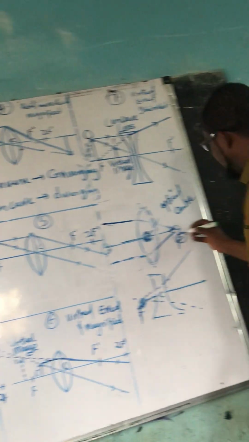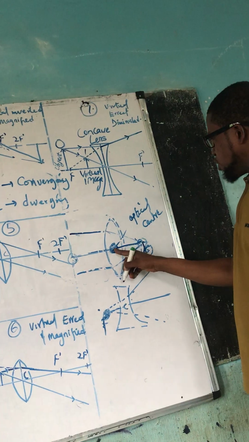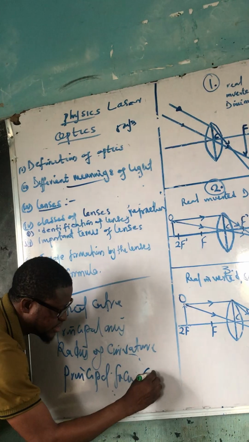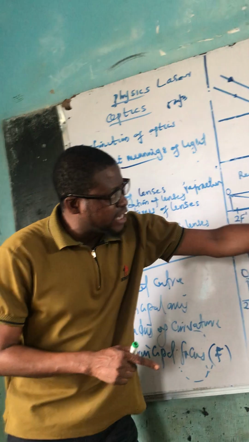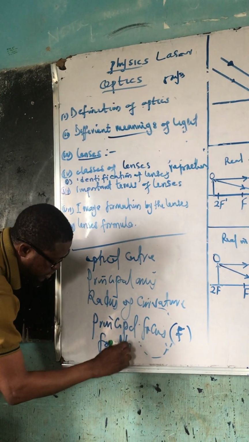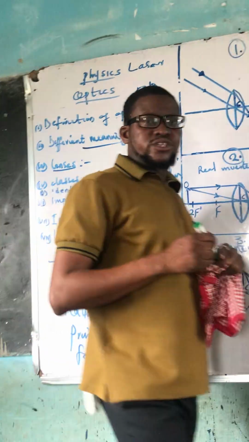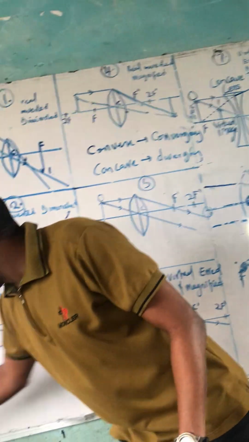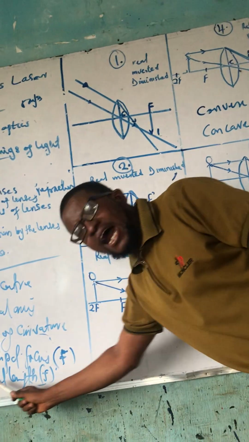Now, the distance between this principal focus and this optical center, from the optical center to the principal focus, that distance is called... So this principal focus is denoted with capital letter F. The distance between the principal focus and that optical center is called focal length, and is denoted with small letter f. So when you see capital letter F in lenses, it represents principal focus. When you see small letter f in lenses, it represents focal length.